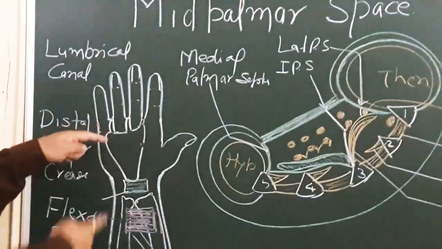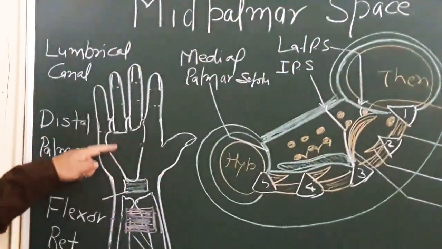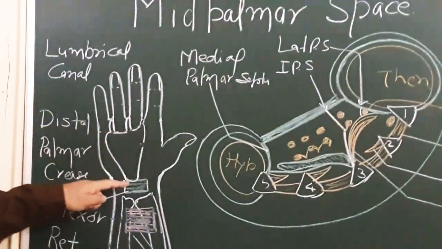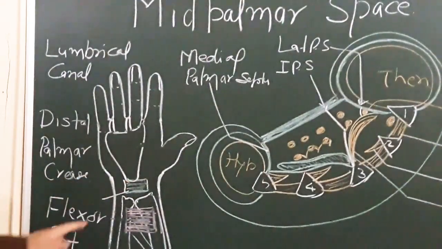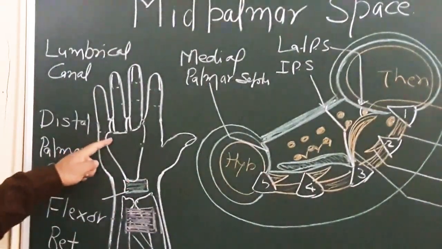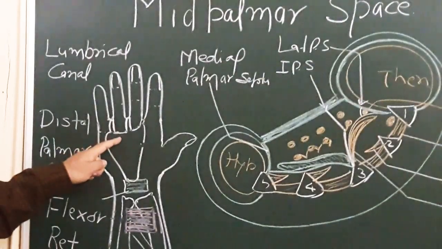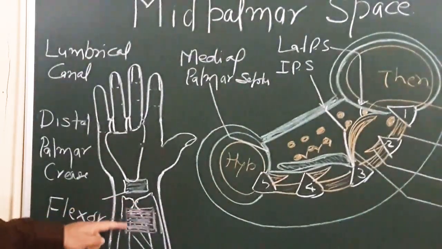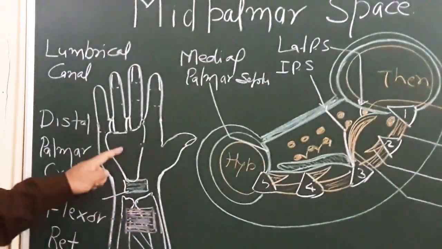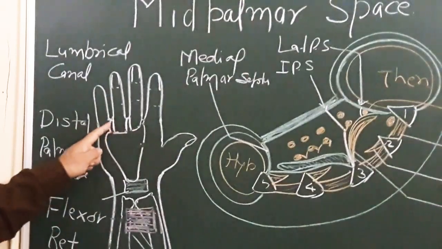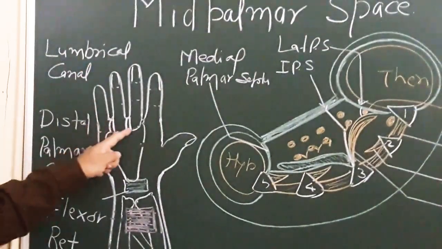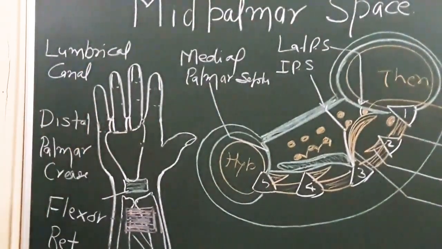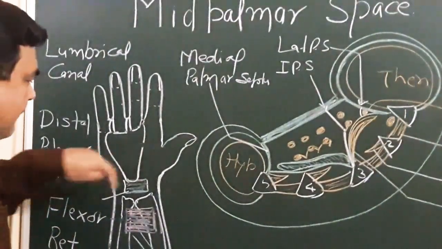So the extension is here. It extends from the distal margin of the flexor retinaculum to the distal palmar crease, and it communicates proximally with the space of Parona, and distally it communicates with the lumbrical canals. These are the extension and communication.